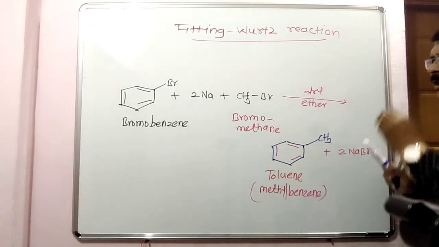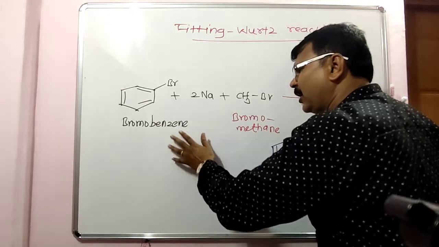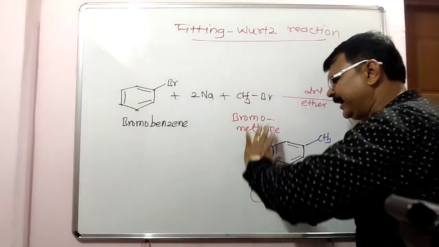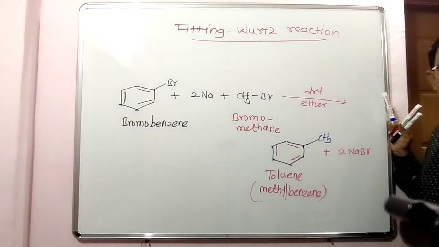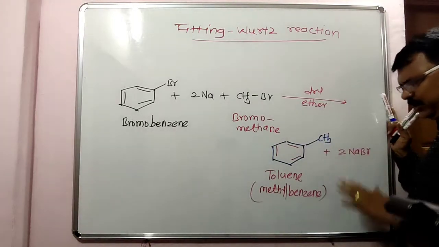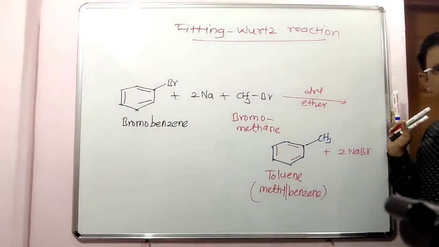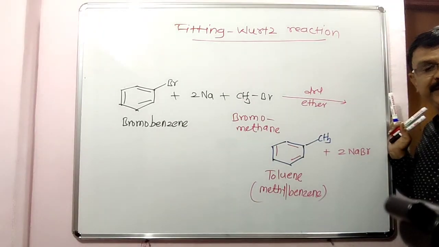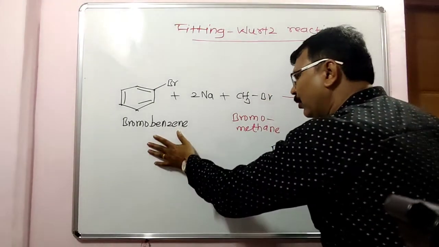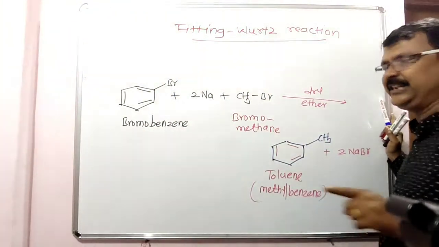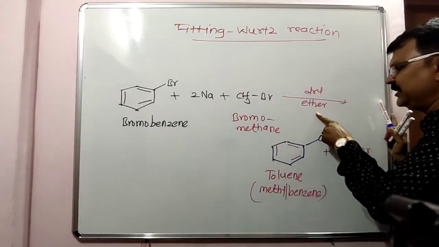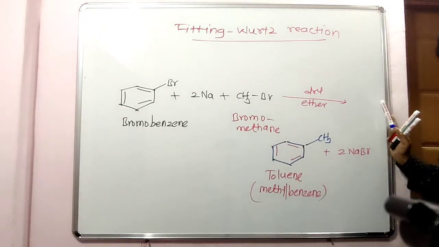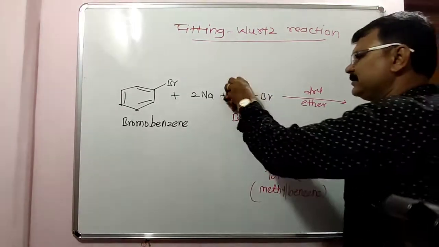Twice sodium bromide. When the mixture of bromobenzene and bromomethane is reacted with sodium metal in presence of dry ether, it gives toluene or methyl benzene. Type of reaction: Wurtz-Fittig reaction. Repeat all of you: when the mixture of bromobenzene and bromomethane is reacted with sodium metal in presence of dry ether, it gives toluene, means methyl benzene. Simple. Next.